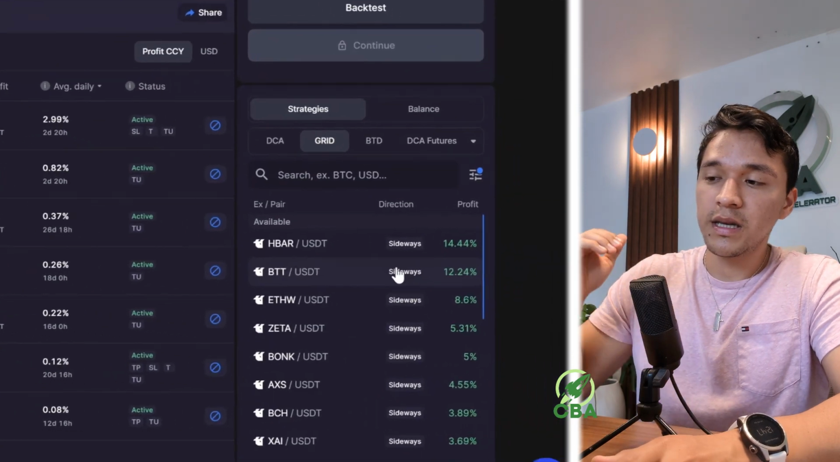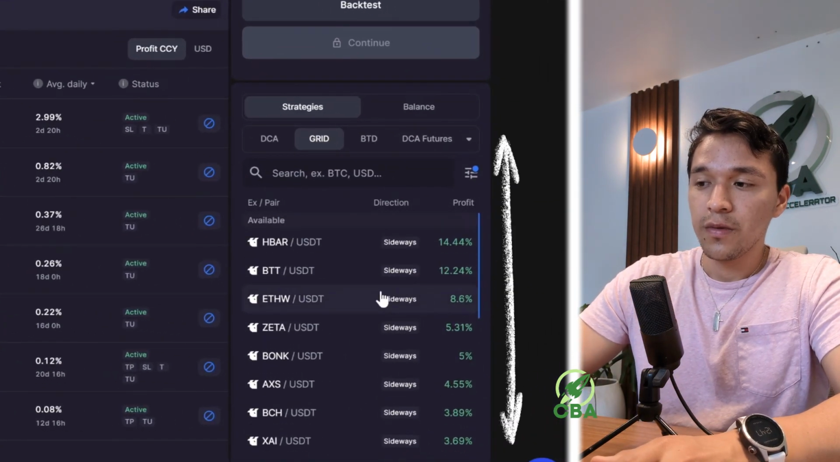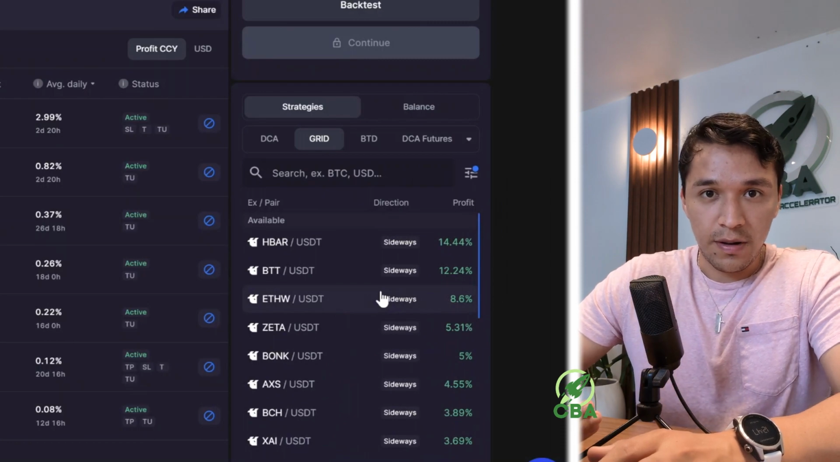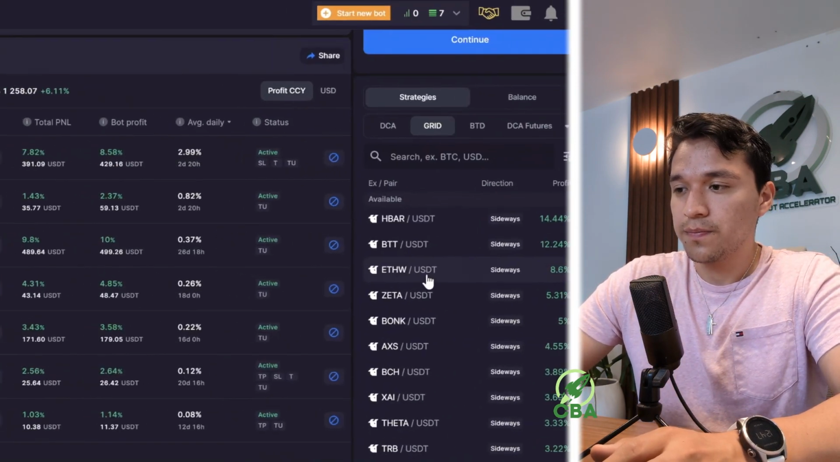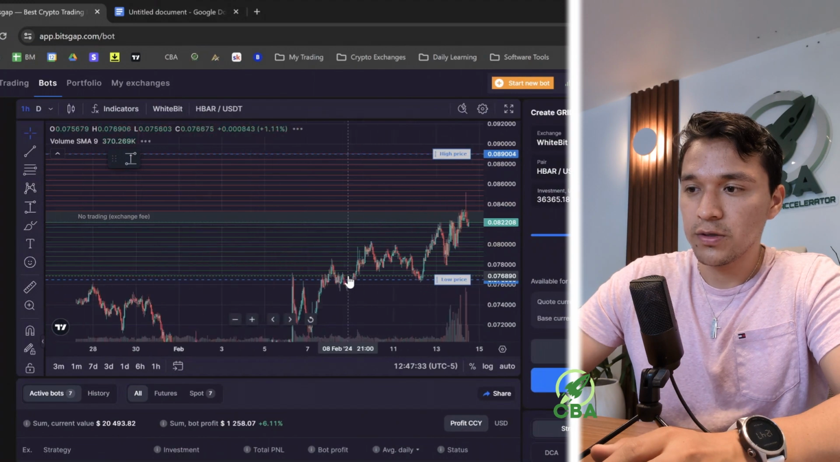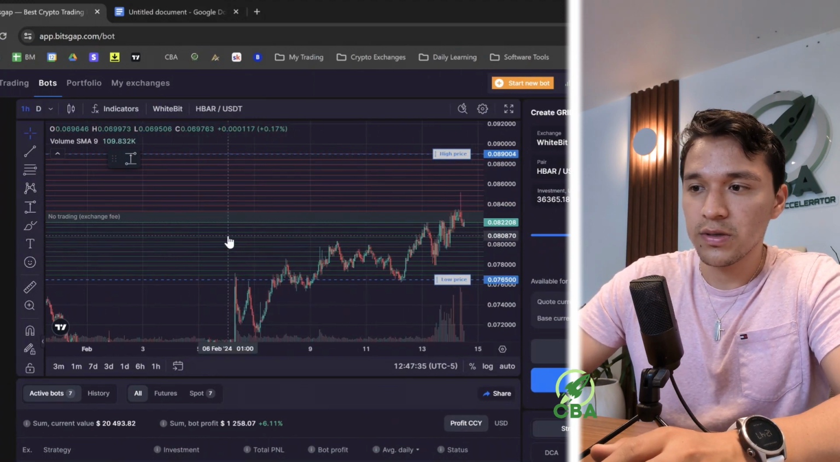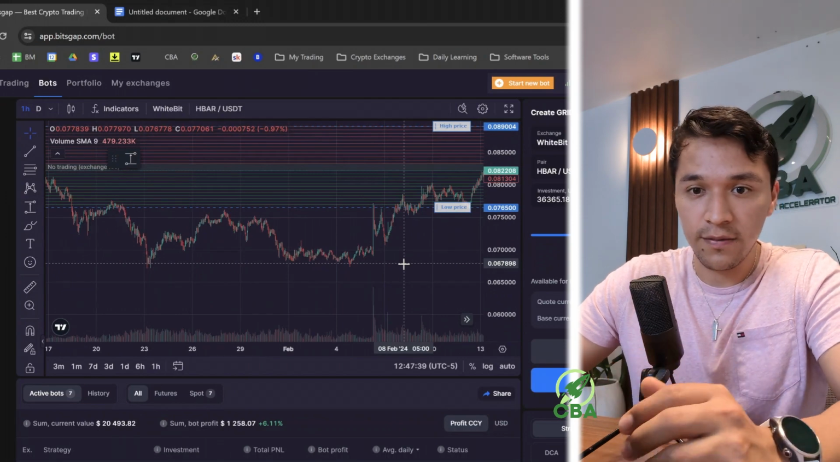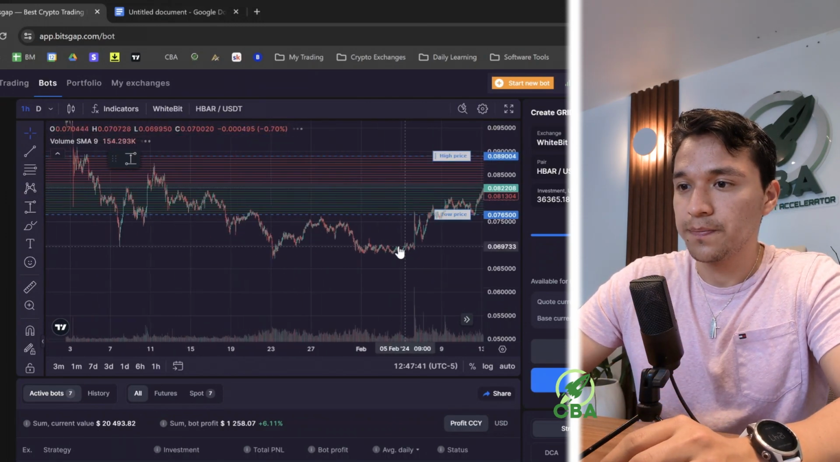And then I can see a lot of options right now. All of these are possible cryptocurrencies that I can set up my bot. Now, what I'm going to do is click on the first one. I'm just going to look at it, see how it's going, see the performance, see how it has been behaving in the last couple of days.